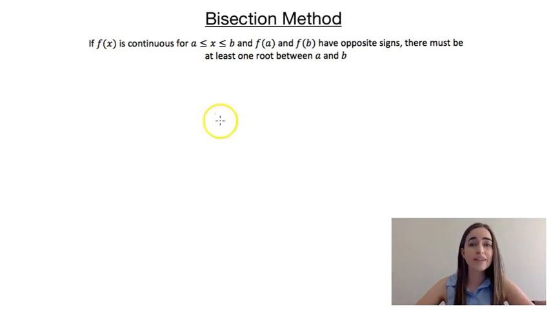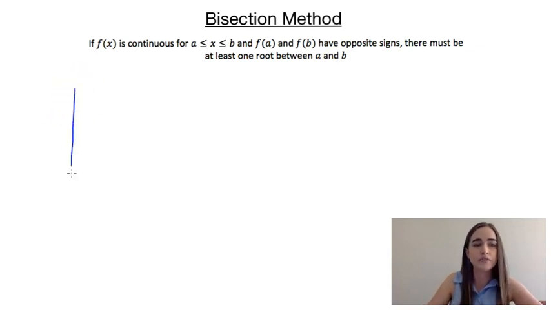So the bisection method is based on this idea here. If we've got a function, f of x, that's continuous for x values between a and b, if we find the value of the function at a and the value of the function at b, and they have opposite signs, so one of them's positive and one of them's negative, then somewhere in between a and b, we have to have a root of that equation.